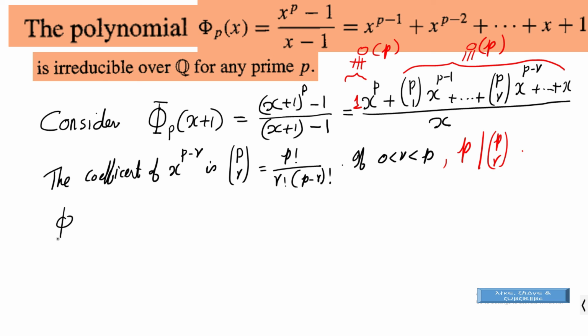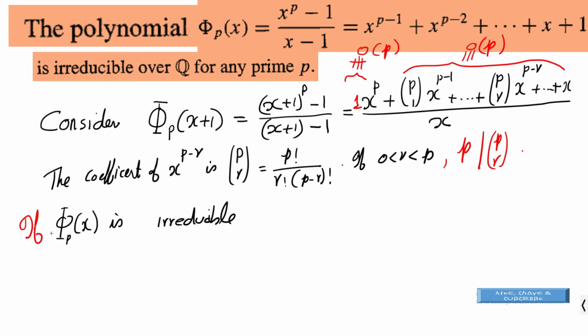Now what is our problem? We have proved that phi p of x plus 1 is irreducible. But our problem is that we need to prove that phi p of x is irreducible. So what we are going to do is assume that phi p of x is not irreducible. So what happens? We are going to get a contradiction.